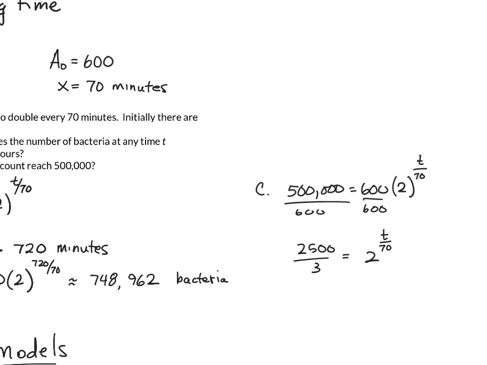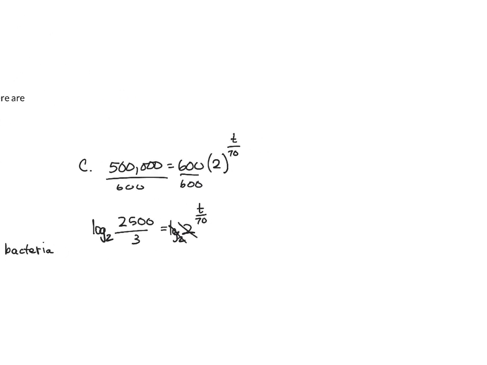We don't have to use natural log. You can use natural log if you want, and it wouldn't be a bad idea because we're going to eventually use a calculator, but most students would probably want to use log base 2 because we have a base 2 to cancel. So then t over 70 equals log base 2 of 2,500 thirds.